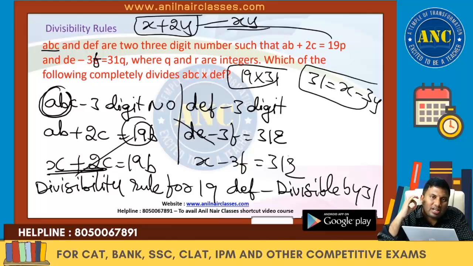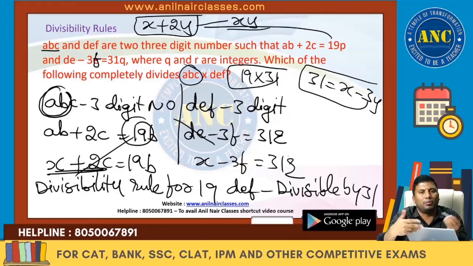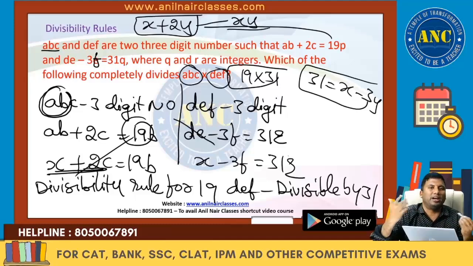By this time a student who is watching the video must have understood. 19 is nothing but A plus 2B. 31 is nothing but A minus 3B. That is what he gave in the question. So ABC should be divisible by 19, DEF should be divisible by 31. 19 into 31. Are you all with me? Whatever answer you get, that itself is the answer.